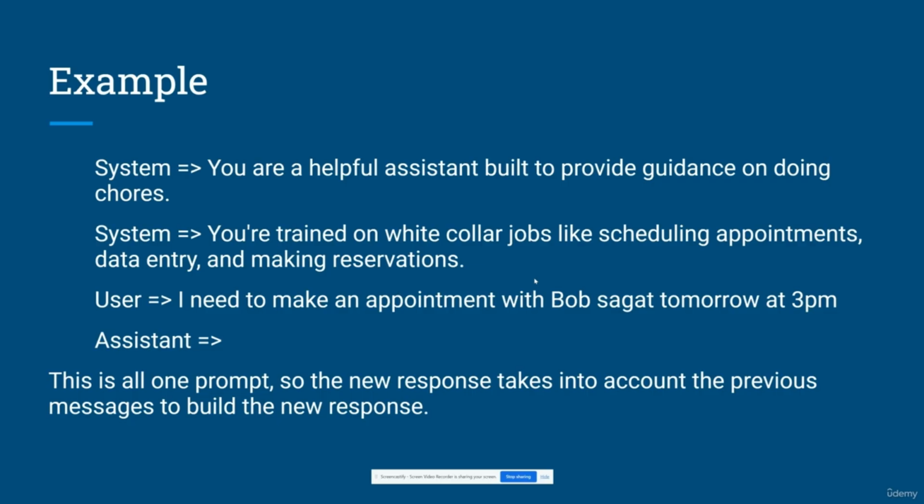The system settings are saying, you're a helpful assistant built to provide guidance on doing chores. You're trained on white-collar jobs like scheduling appointments, data entry, and making reservations. This is the system prompting the LLM and setting it up in a way that primes it to provide responses based on the existing settings passed in. The user then sends a prompt: I need to make an appointment with Bob Saget tomorrow at 3 p.m. And now the assistant is waiting to provide a response. This is all one giant prompt, so the response takes into account the previous messages to build its new response.